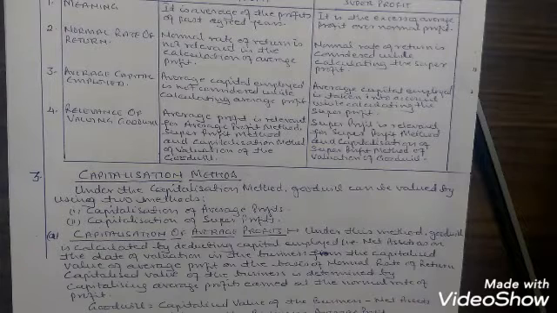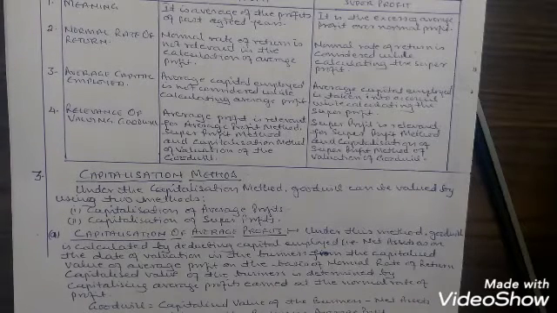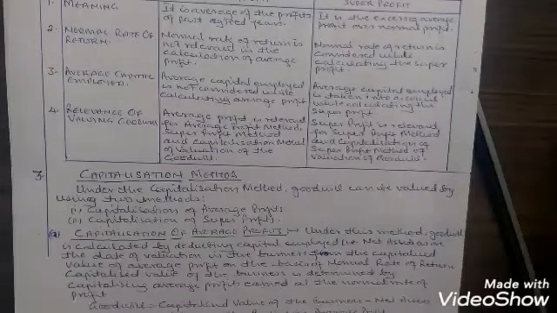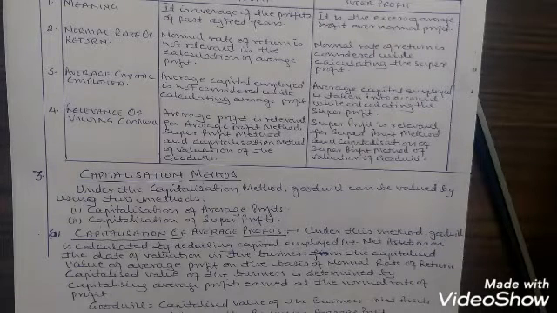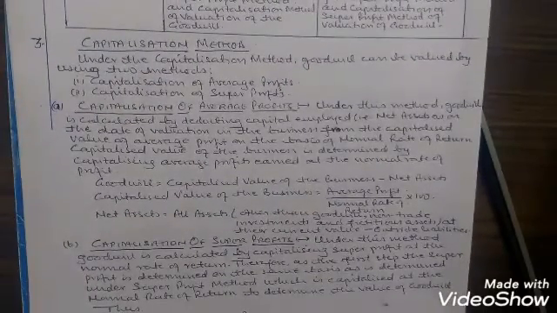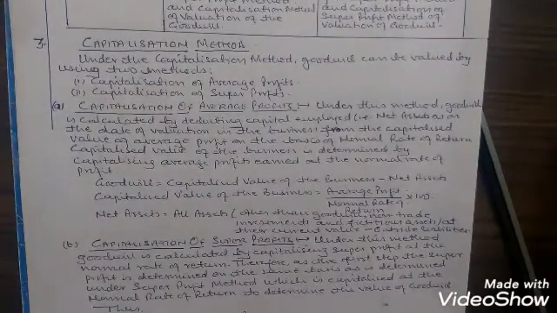Now the fourth basis of difference is relevance in valuing goodwill. Average profit is relevant for the average profit method, super profit method and capitalization method, all three methods of valuation of goodwill. Super profit is relevant for the super profit method and the capitalization of super profit method of valuation of goodwill. The third method of valuation of goodwill is the capitalization method.